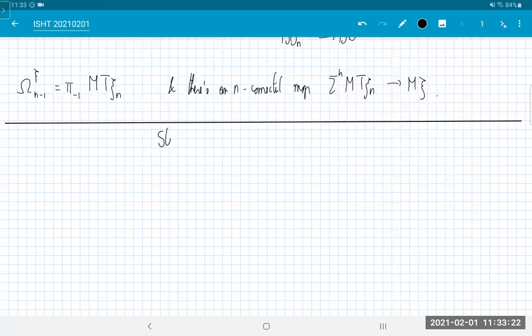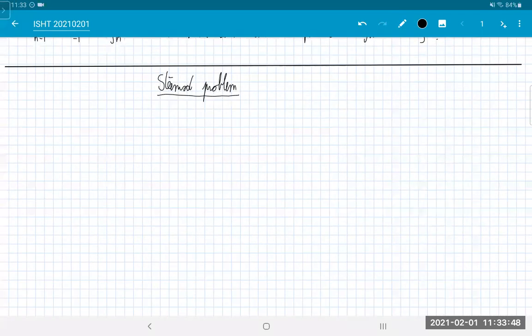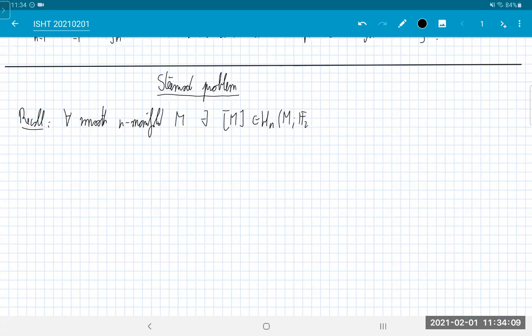There's the Steenrod problem. Is it okay? Okay. So the Steenrod problem is a very classical problem posed, I don't know, at the very beginning of algebraic topology, when Poincaré duality was proven, when the homology groups were proven. And it comes in two flavors, the oriented and the unoriented one. So recall, for any smooth n-manifold M, there exists a fundamental class in H n of M with coefficients in F2. And for every smooth oriented n-manifold M, you can find a canonical integral lift.